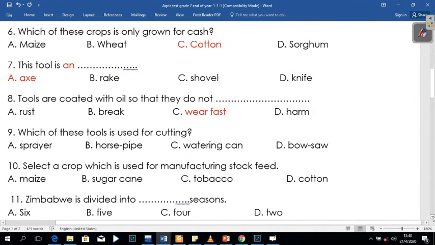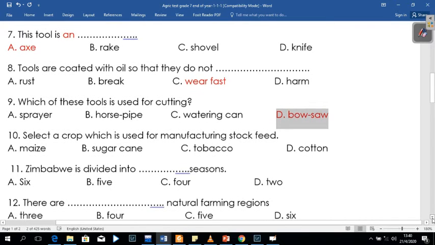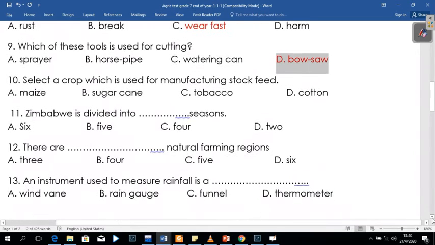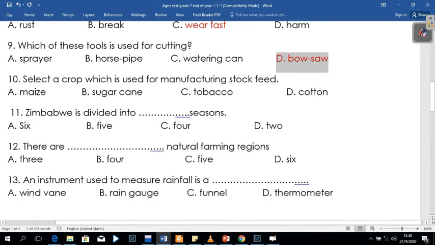Number 9, which of these tools is used for cutting? A sprayer, a hose pipe, watering can, bow saw. Say a hose pipe and you would make my day, right? So the correct answer here will be a bow saw, right? This is very, very simple and easy, right?